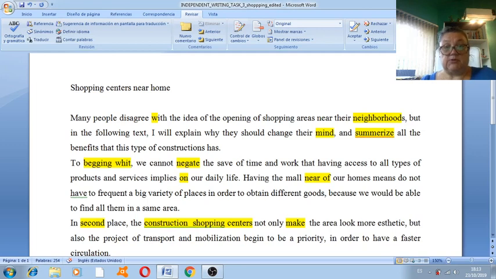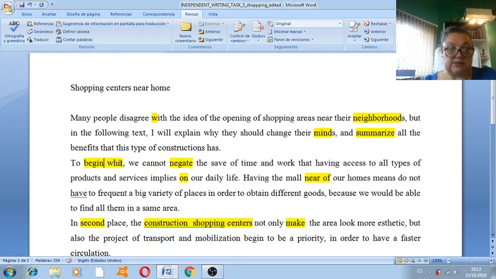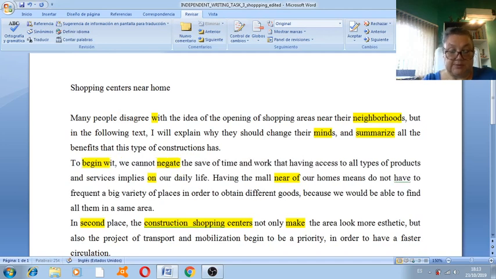"Many people agree with the idea of the opening of shopping areas near their neighborhoods. But in the following text, I will explain why they should change their minds," right? It's the same thing. We must try to be logical. If we talk about people in the plural, let's pluralize all the words that relate to them. And "summarize" is the wrong spelling because you need an A. Okay, "to begin with," same thing. Once again, "begin" spelled incorrectly and "with" spelled incorrectly.